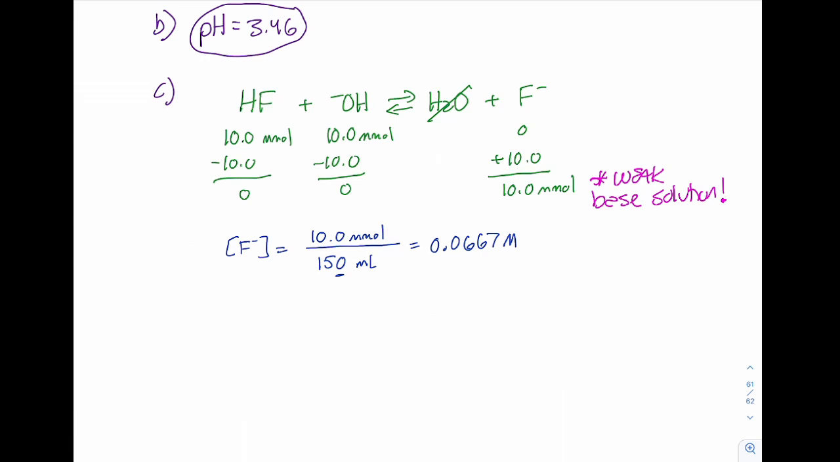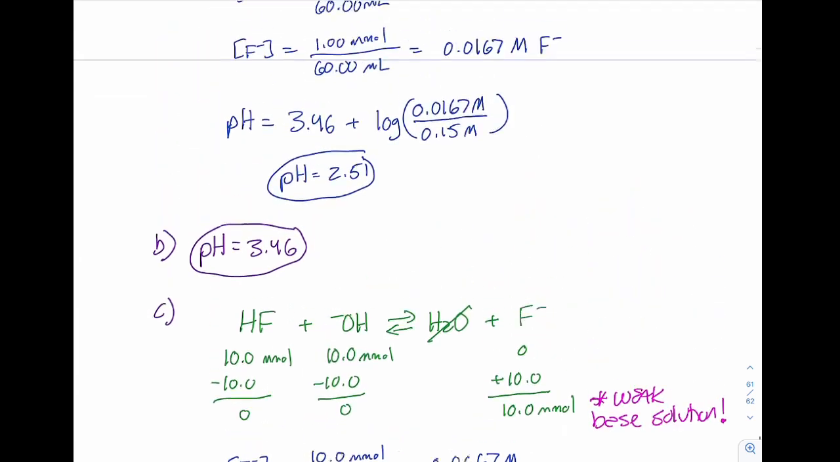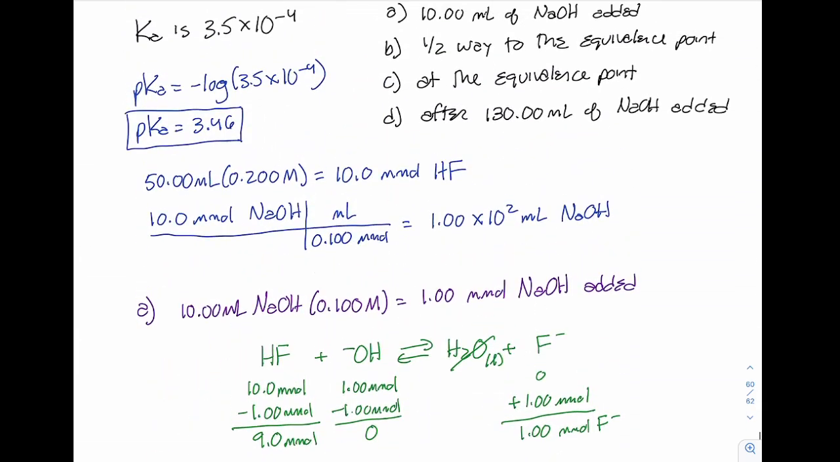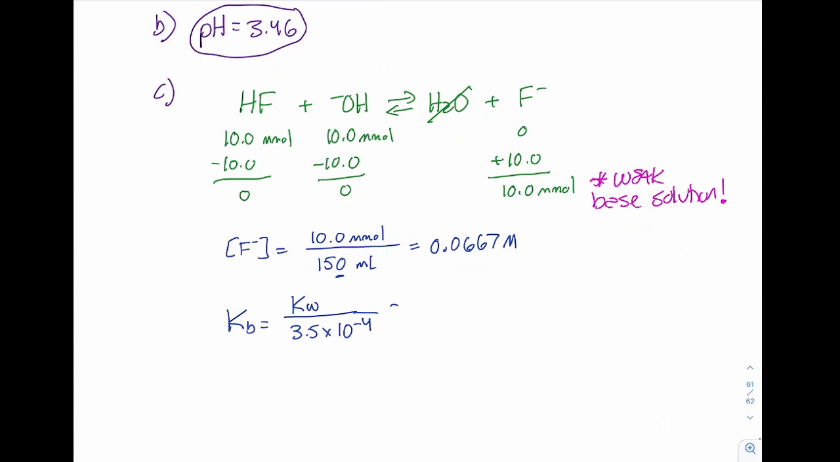I am going to need my Kb, so let's just calculate that right away. Kb is going to be equal to Kw, so 1.0 times 10 to the negative 14th, divided by my Ka, which was 3.5 times 10 to the negative 4th. I'm pretty sure, I just want to double check that. Yep. So I'm typing that into my calculator. And I get my Kb to be 2.9 times 10 to the negative 11th.